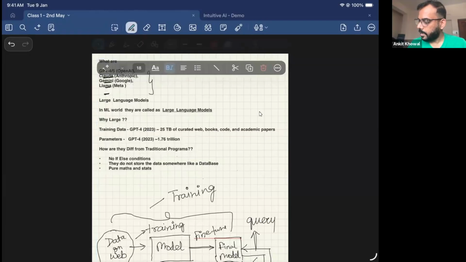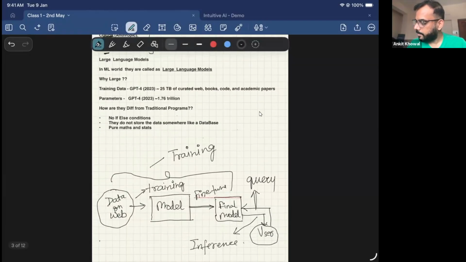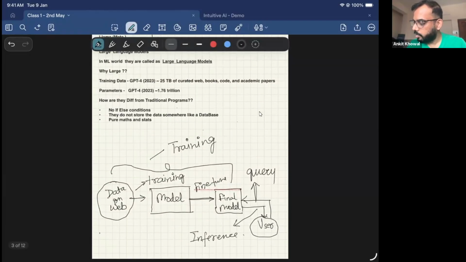Now let's take an example of what a model is. Think of the model as a program itself. We take all the data available on the internet and train the model on this data set. Then we fine tune the model. Fine tune means that when you take a model and train it on the data on the web, it just learns how to predict the next sentence when you type in a question.